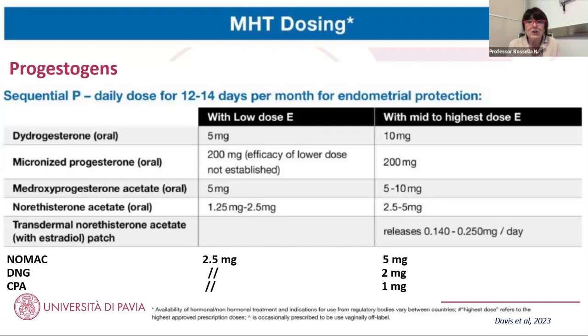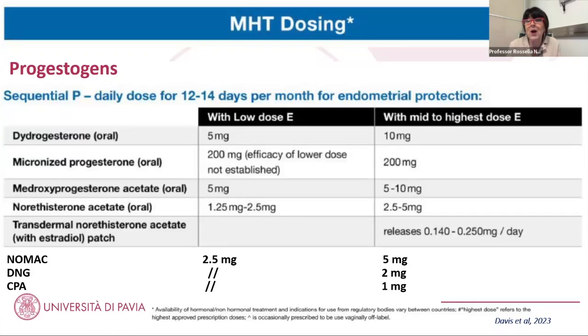What we have out there, the table of Susan Davis summarized the most common in the market, dihydrogesterone and micronized progesterone. Remember, they are very similar because dihydrogesterone is really very similar to progesterone. And depending on the product we use, and depending on the dose of estrogen we use, we can use different amounts of progestogen. 10 milligram for the progesterone with mid to high dose, and 5 milligram with low dose of estrogen.